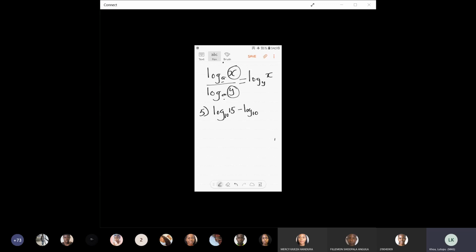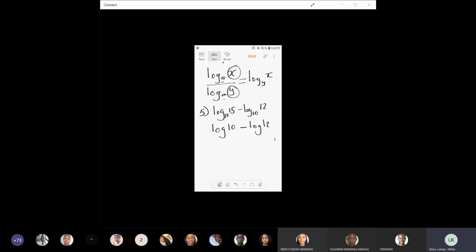This is a 10. So we are asked to evaluate this as far as possible without a calculator. Here, this is the common logarithm because the base is 10, so I don't even need to write the 10. I can always rewrite it as log 10 minus log 12. Then, because I'm subtracting, the laws of logarithms said if you are subtracting logarithms that have the same base, then what you can do is combine them.